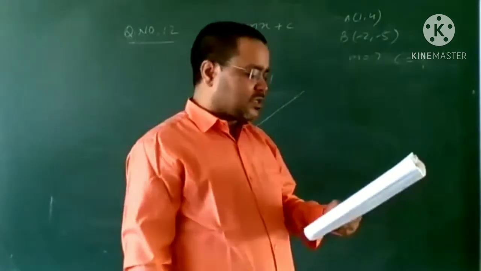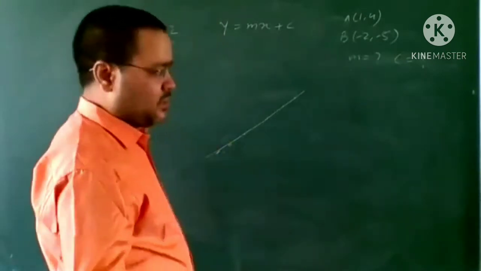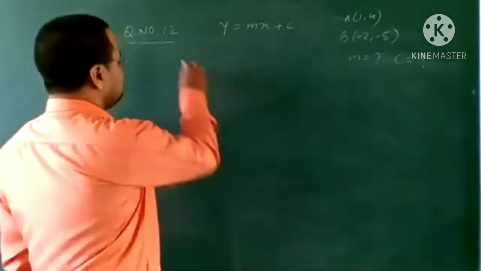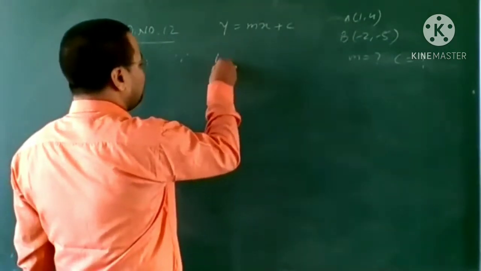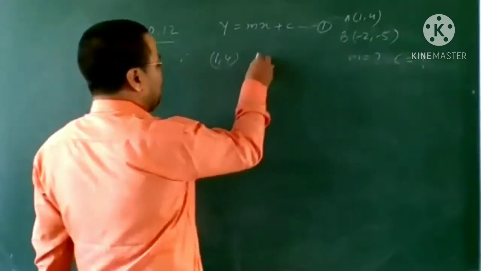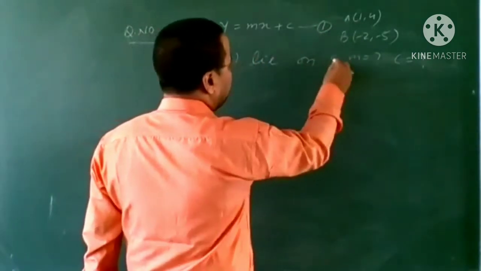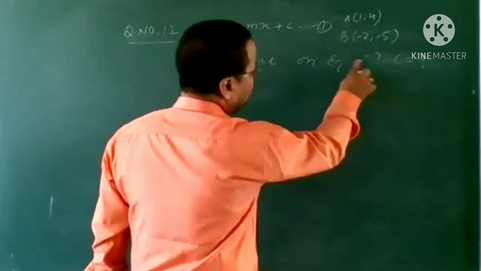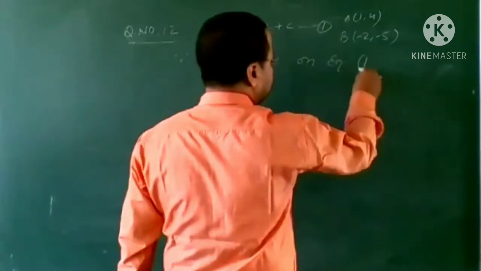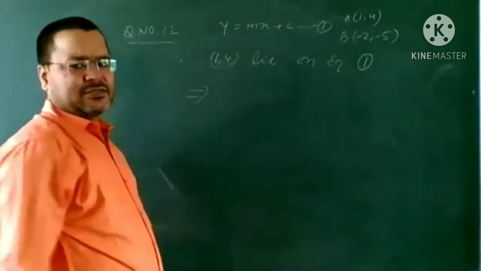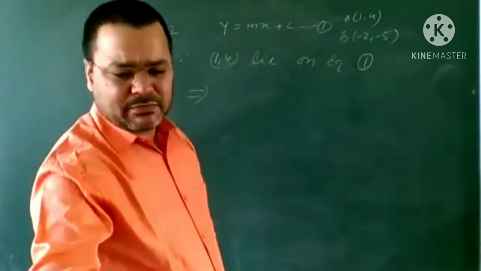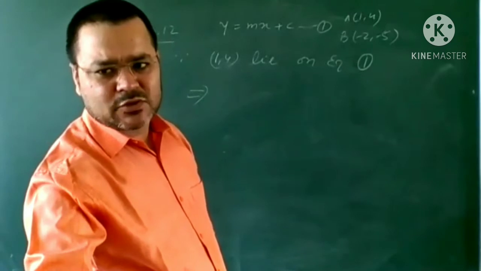So here, first of all, how do we solve for the given line y equals mx plus c? Let this be equation 1. Let the point (1, 4) lie on equation 1. This implies, you can write it directly, there is no need to write that it satisfies this equation. If you write it, okay, otherwise you can also write directly.